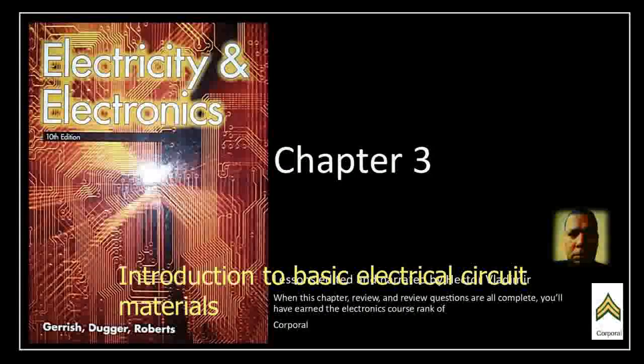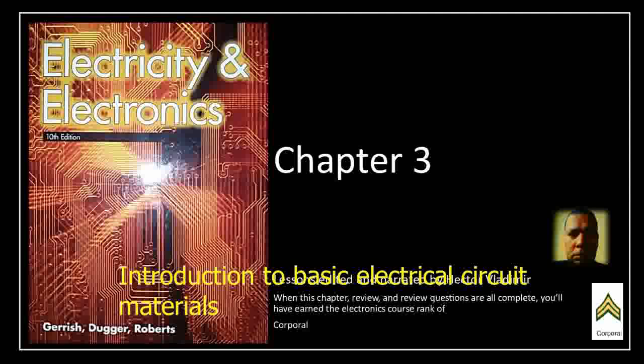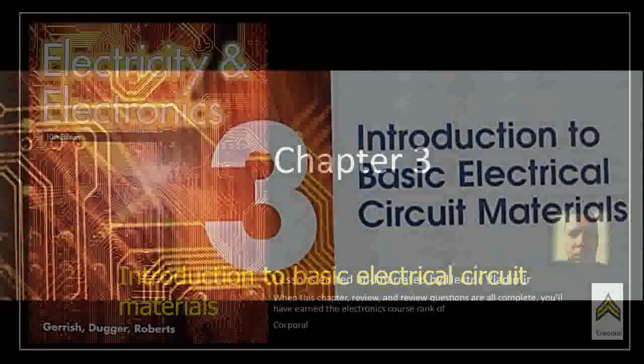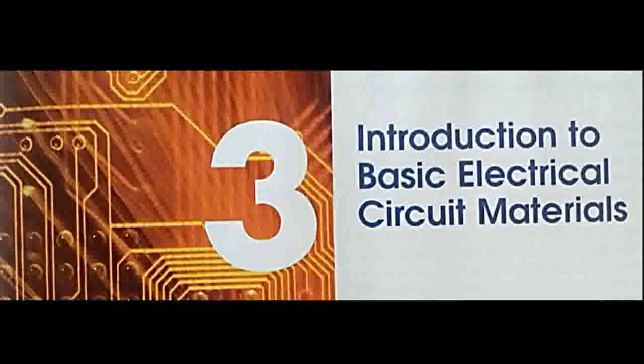This is a reading of Chapter 3, Electricity and Electronics. The chapter is titled Introduction to Basic Electrical Circuit Materials. All electricity and electronics is based on the fundamental concept of moving electrons through some type of material and then applying electrons to a load. At the load, the electrical energy is transformed into another form of energy, such as heat, light, or magnetism.